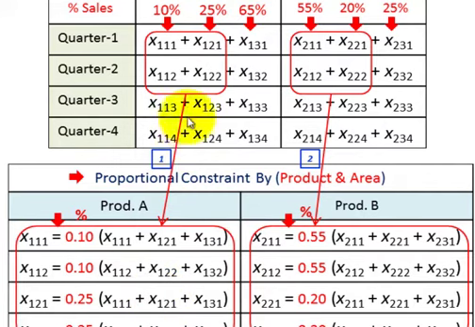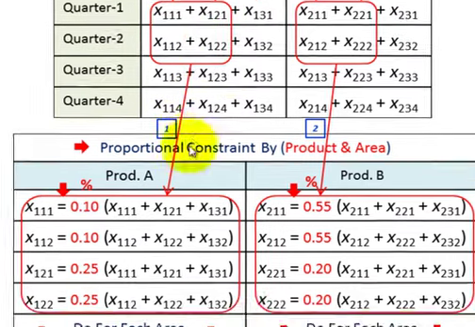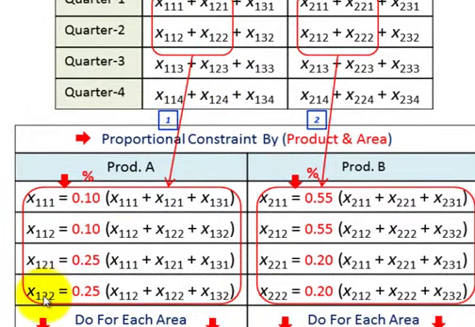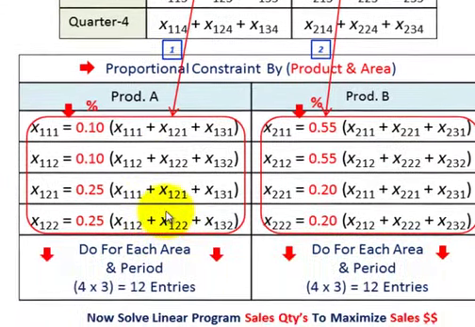And then for X122, you'll see the pattern. You take that, bring it down here, X122 is equal to, again, 25% times that entire row. So you see the pattern that's going on here. We only did it for 4 here, but you'd have to do it for each of the areas in each period. So you're going to have 4 by 3, or 12 different entries.